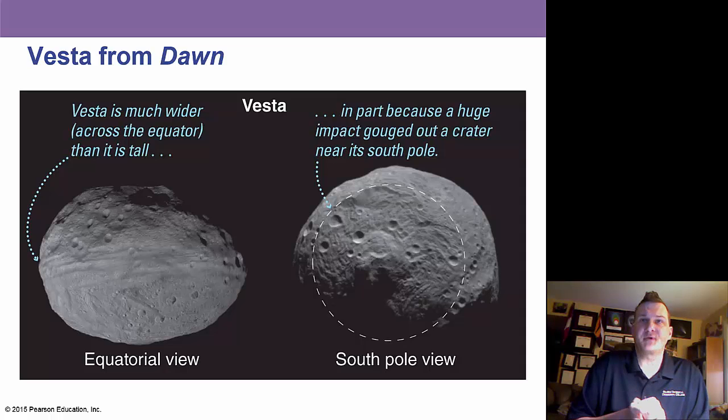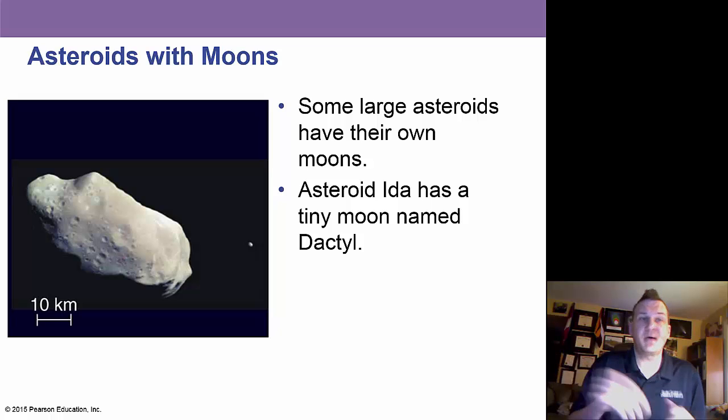The Dawn spacecraft, an American spacecraft, went around the asteroid Vesta. Vesta is elongated, has this weird band across the equator, and at the South Pole there's an impact gorge that we can't understand right now. Some asteroids actually have moons. The asteroid Ida, for instance, has a tiny moon named Dactyl.